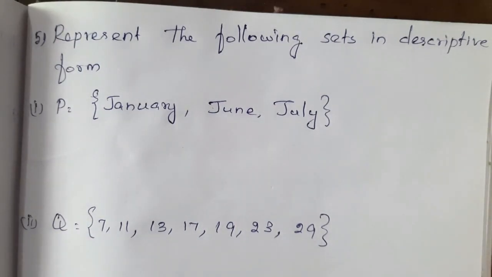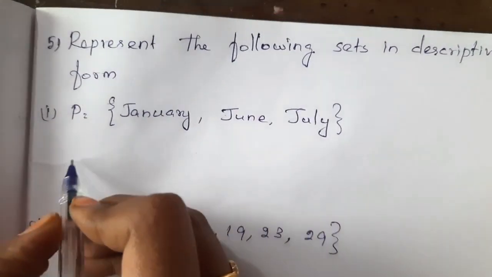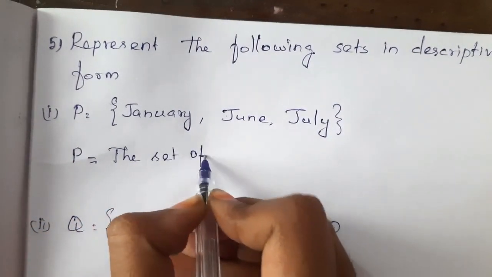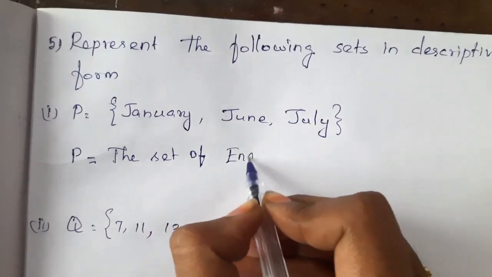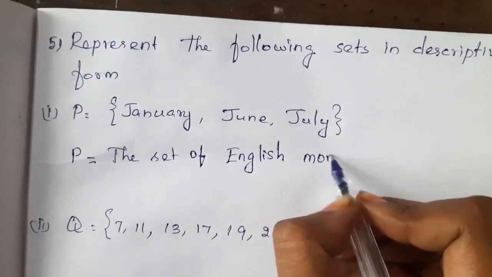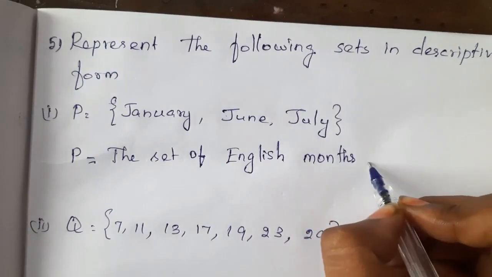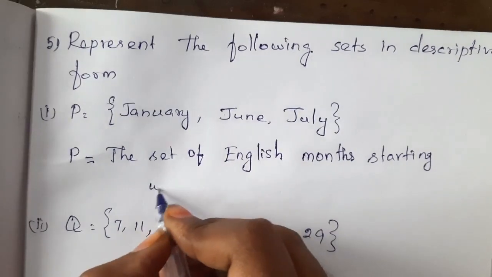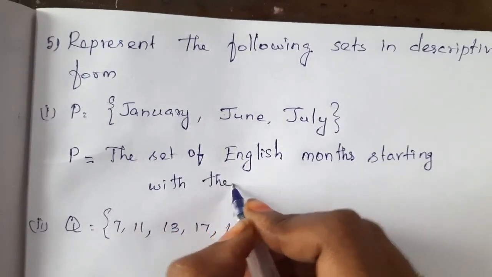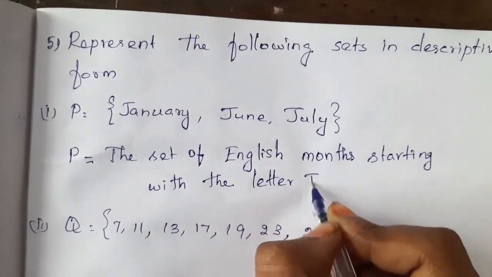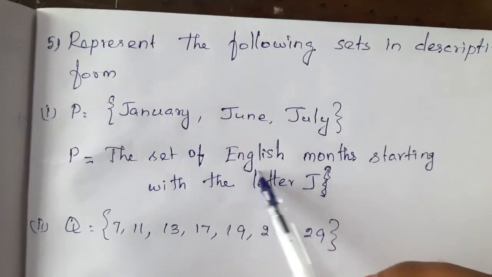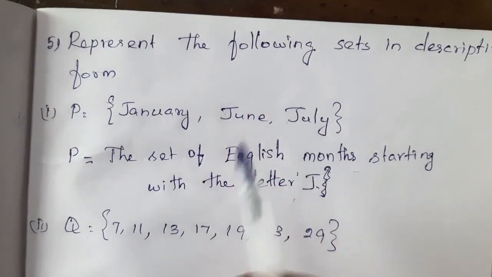So, in descriptive form, you can say that P equal to the set of English months starting with the letter J. The set of all English months starting with the letter J. This is it. Next one.